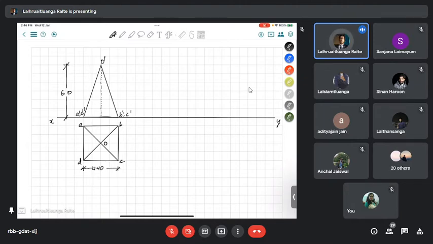Second condition says that one side of the base is inclined at 30 degrees to the VP. So let me take 30 degrees.